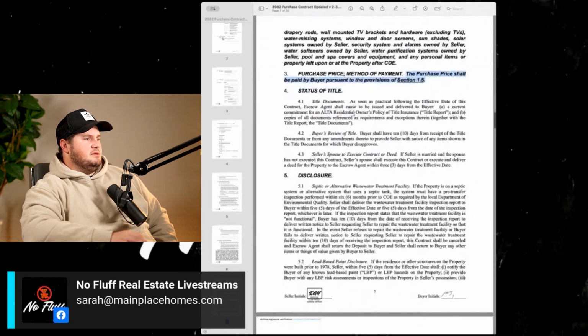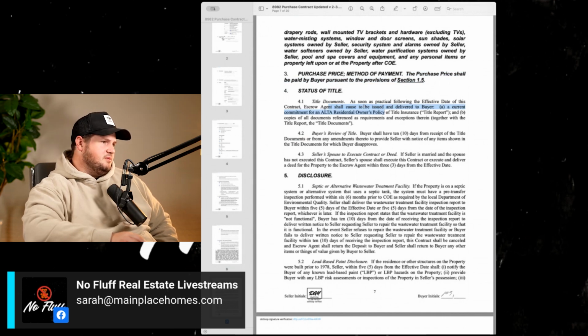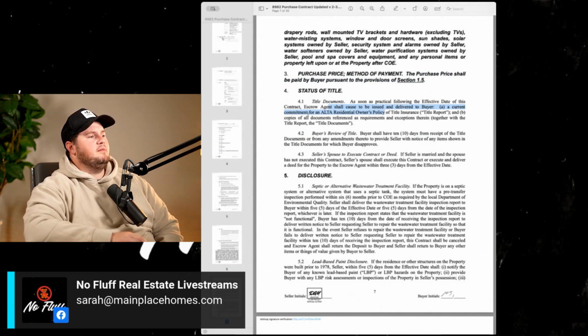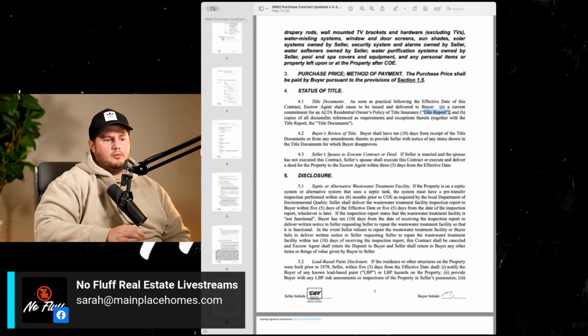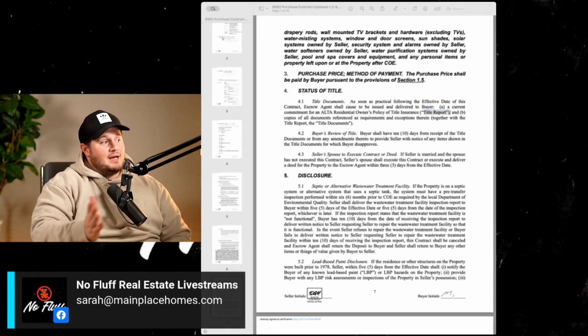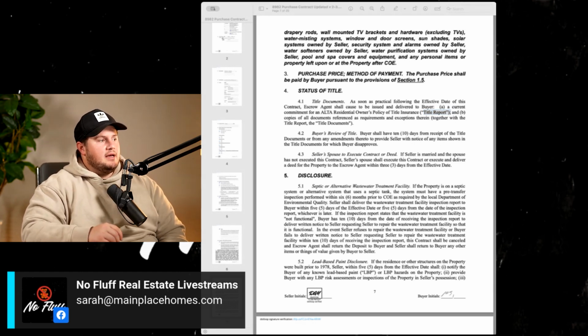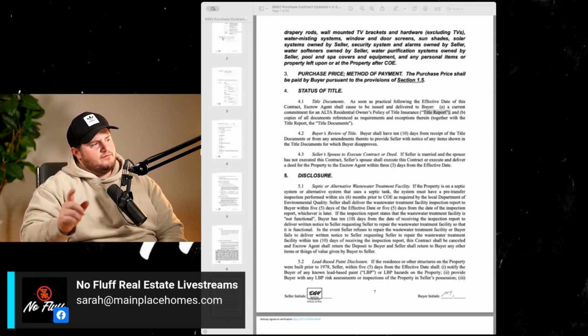Status of title documents: as soon as practical following the effective date of this contract, escrow agent shall cause to be issued and delivered to buyer a current commitment for an ALTA residential owner's policy of title insurance, a title report basically, and copies of all documents referred to as requirements and exemptions therein, together with the title report. So if there's any exceptions on the title report, which basically, guys, is saying like, hey, this title is clear except for this thing over here that we need to go do some further research on, right?